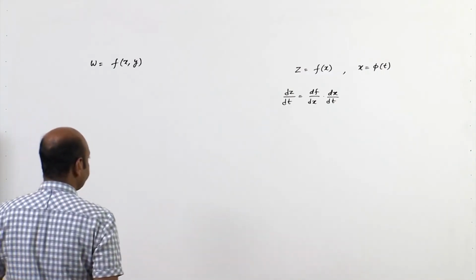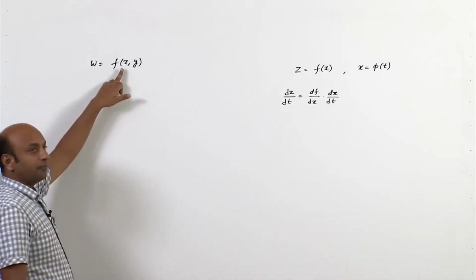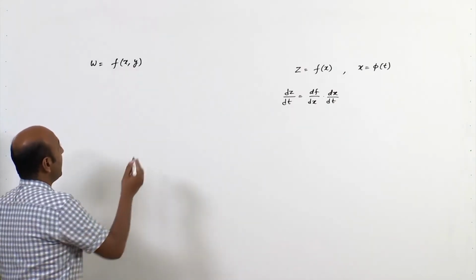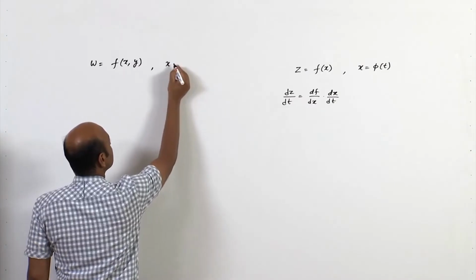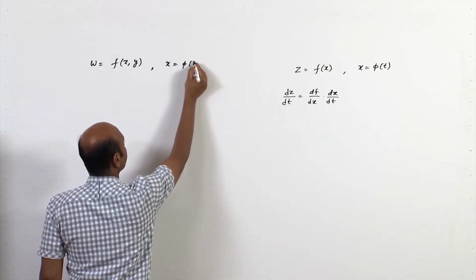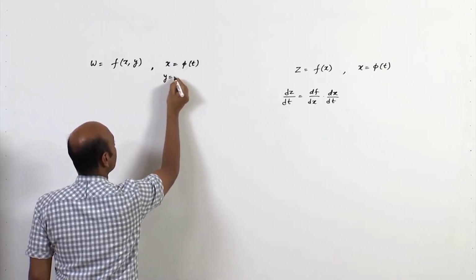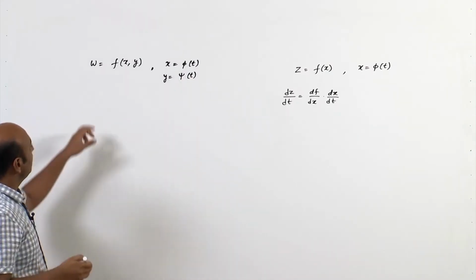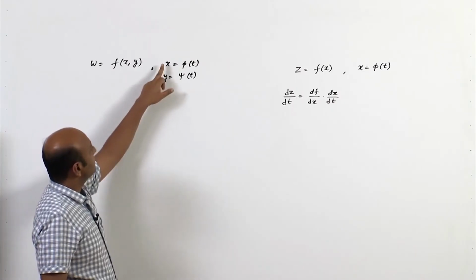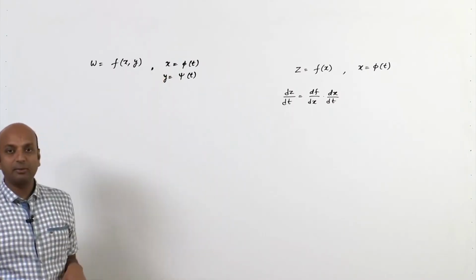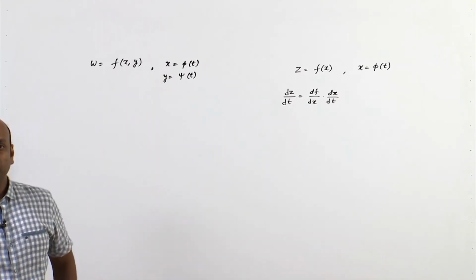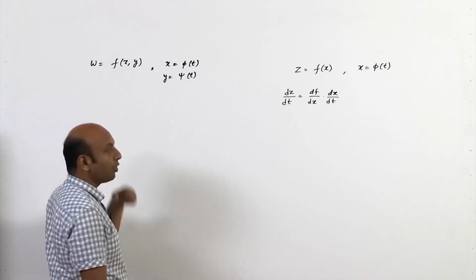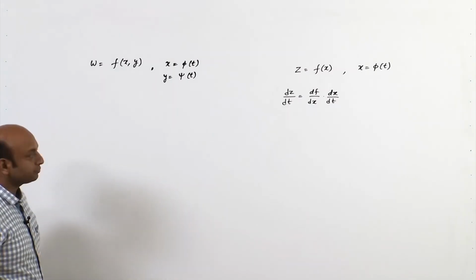Now here, instead of one variable we have two variables, and say x is a function of t and y is also some function of t. We are assuming that w, x and y are all differentiable functions.